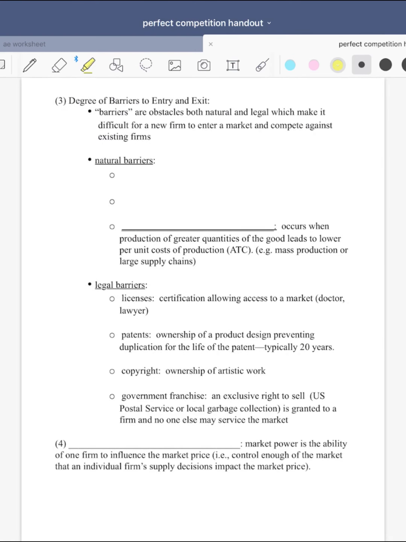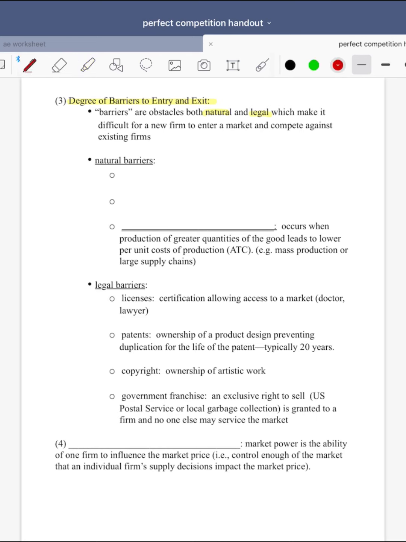And then our last type of product is going to be unique products. Now, unique products are such that there are no close substitutes in the marketplace. So the example given here is electricity. There's really not a close substitute for electricity.